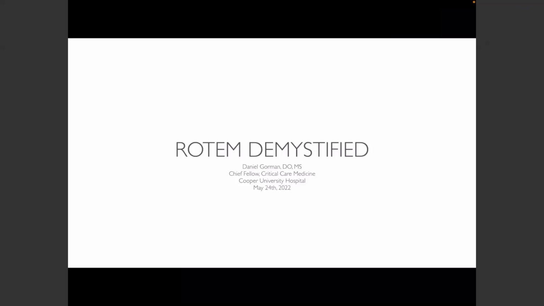So Dr. Gorman is here today to talk a little bit about Rotem, which I think we could all benefit from better understanding of Rotem, including myself, because if you don't use it, you lose it. So Rotem, demystified. Take it away.